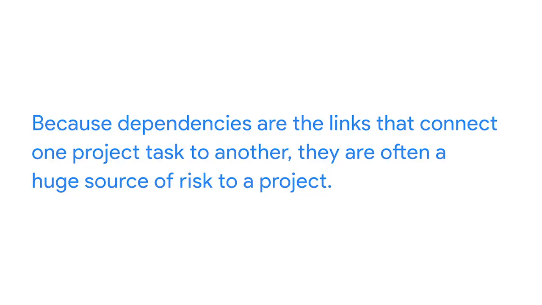Because dependencies are the links that connect one project task to another, they are often a huge source of risk to a project. For example, imagine that you've tasked a teammate with hiring a local plant supplier. Until they've signed a contract with the supplier, your team can't place any orders. That's a dependency. Now here's where the risk comes in. If your teammate doesn't meet the hiring deadline and then goes on vacation for a week, this could delay your project timeline. Not great, right?